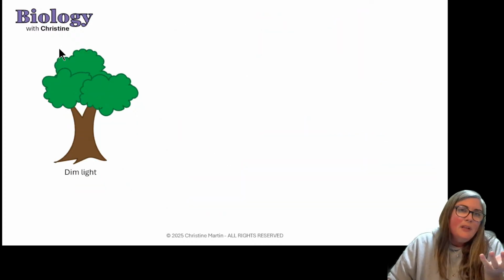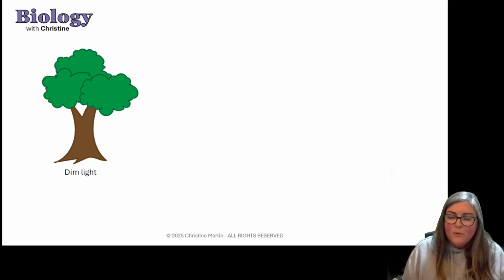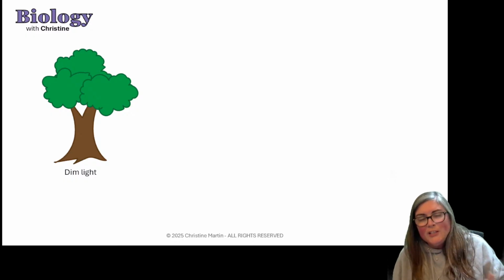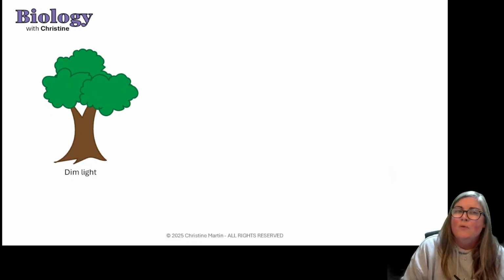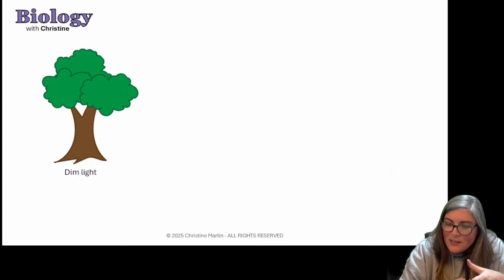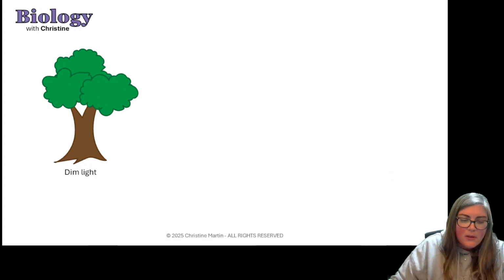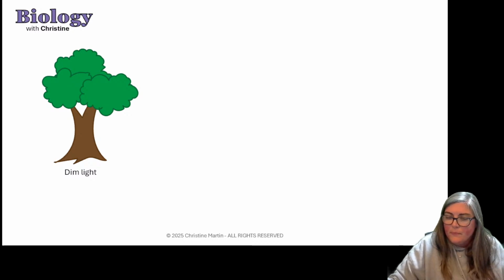So what's happening in dim light then? We have no arrows going in or out. Does that mean there's no gases moving? Well, no, it's not that there's no gases moving. The light is dim. Photosynthesis is still occurring. However, remember when we talked about those equations, let's just bring that back down again.